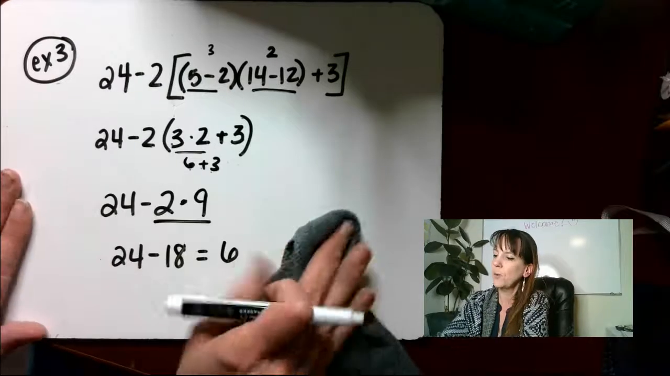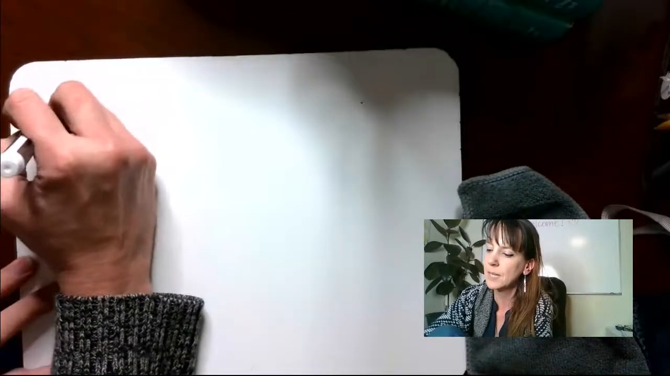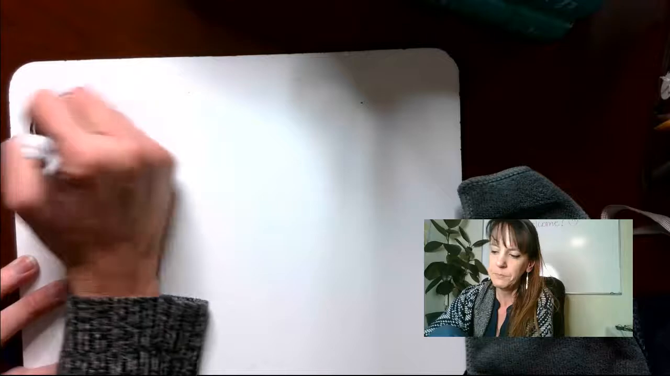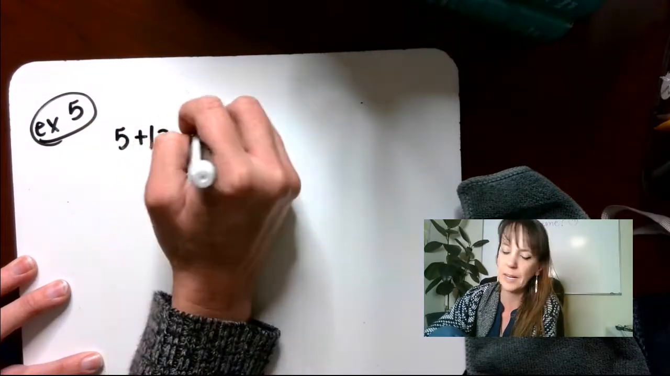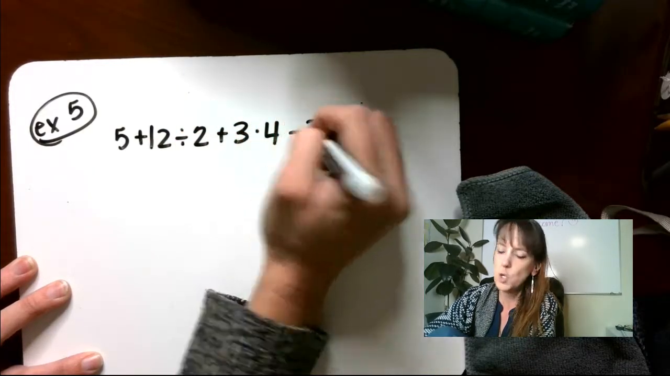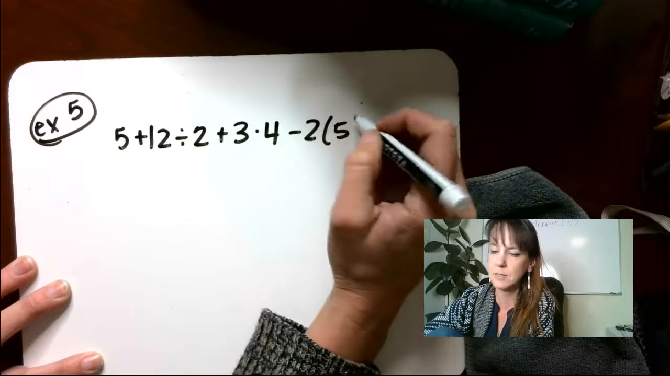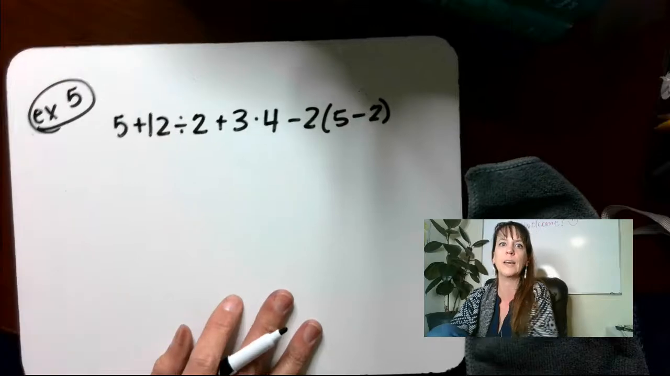Let's do another one. Okay, so there's another example if you need to do it, but what we're going to do is move on to division in our order of operations first. So this is going to be example number 5, even though I'm skipping 4. Example 5. All right, for this guy, we're going to do 5 plus 12 divided by 2 plus 3 times the quantity 4 minus 2. Quantity means parentheses if I ever say that. 5 minus 2, bam, we are good to go.